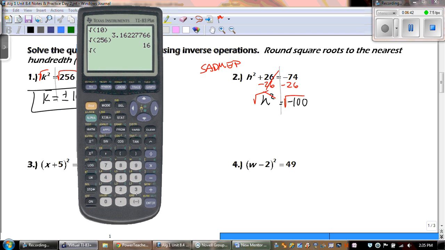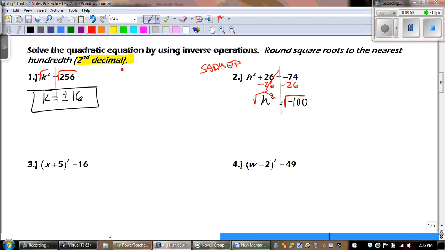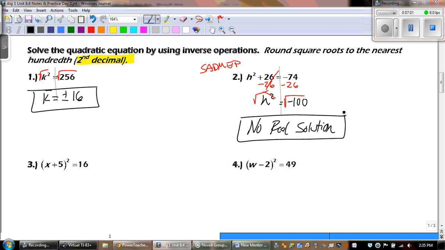So I'm going to take the square root of negative 100, and that is, whoa, what's that mean? Do you remember? Okay, that means no real solution. When we're looking at this graph, it is not going to cross the x-axis. Okay?